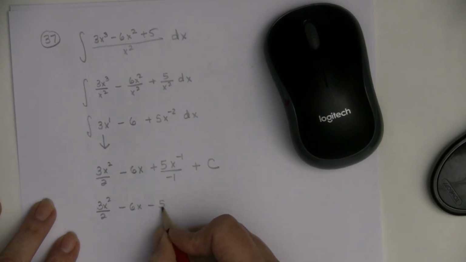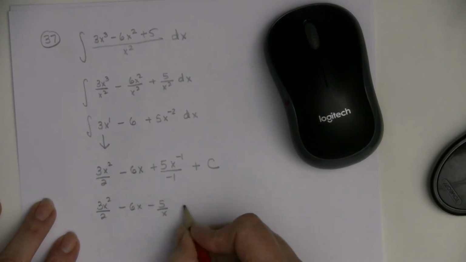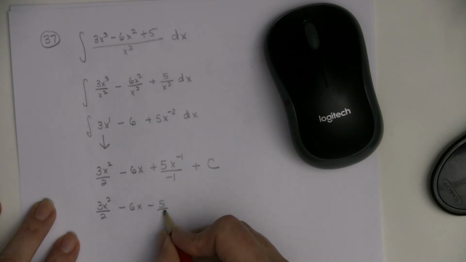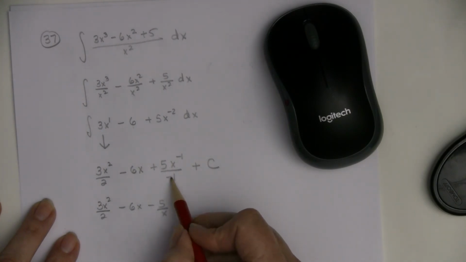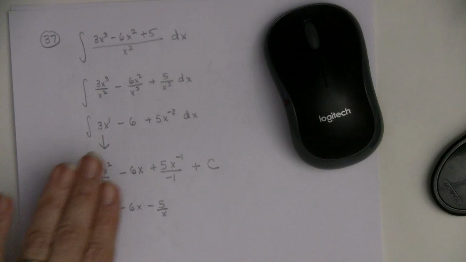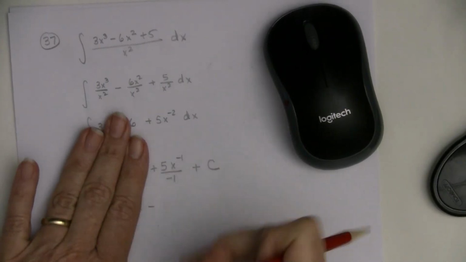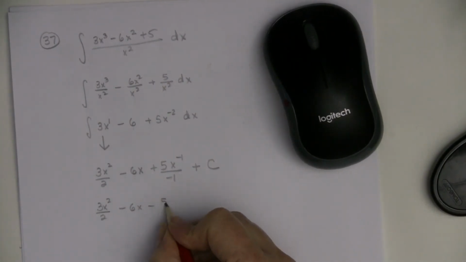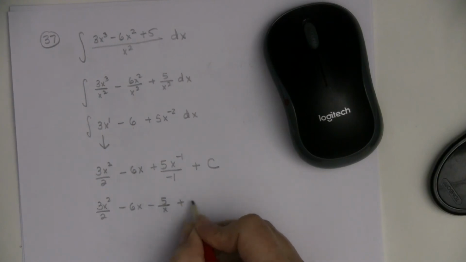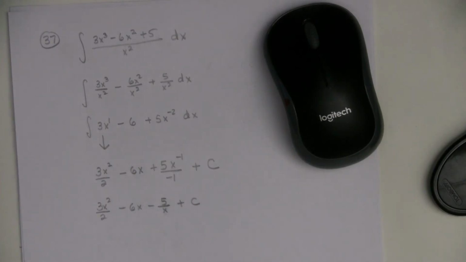I'm going to write this as 5 over x. So minus 5, so 5 divided by negative 1. I feel like I got to get a little neater there. And then plus c. So students always ask me, how many points would you take off if we forgot to put plus c?